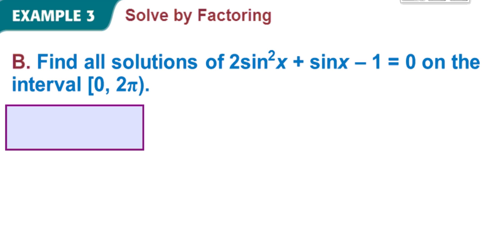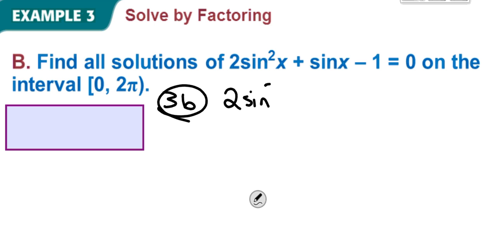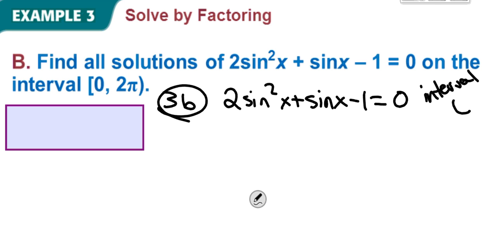So we're going to move on to this one and look at it carefully. It's 2 sine squared of x plus sine x minus 1 equals 0. So it's really that first problem that's in front of you right now. That's why I want that post-it or that little quarter sheet of paper in front of you. So for 3b, we want to find all the solutions of 2 sine squared x plus sine x minus 1 equals 0. And I'll just write interval, 0 has a bracket, 0 to 2 pi.